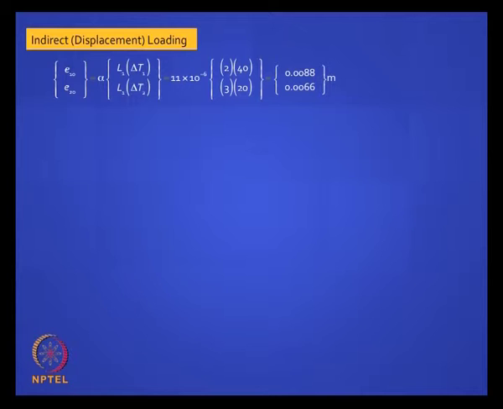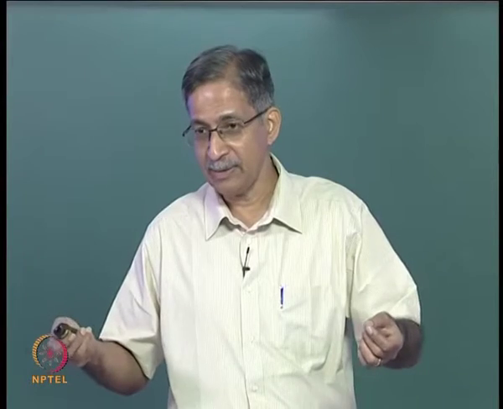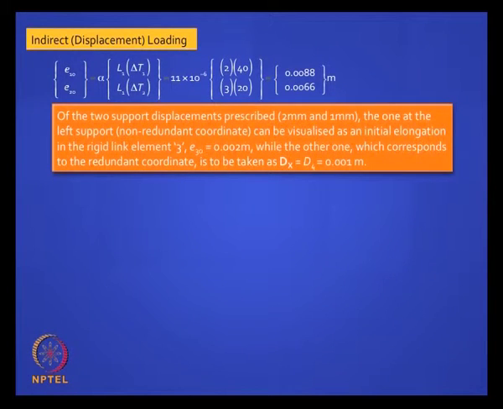Well, before that there is an indirect loading, do not jump. The indirect loading was you had a temperature change in the two elements, so it is like a lack of fit. In the primary structure they will freely elongate. This is the elongation you get. What do you need to do? You have to find the effect they have at the joints by doing the transpose. So, of the two support displacements prescribed, 2 mm and 1 mm, the one at the left support is a non-redundant coordinate. It can be visualized as an initial elongation in the rigid element 3.